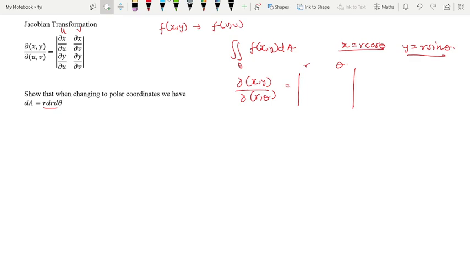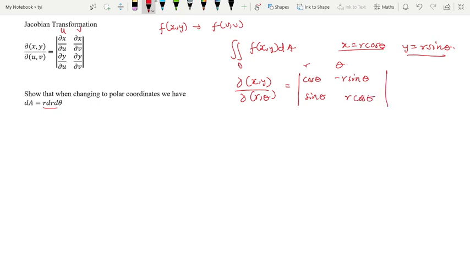For the x with respect to r, what are you getting? If I differentiate with respect to r, then r will be 1, so I'll have cos theta. Then the y with respect to r, I have sine theta. Then for the x with respect to theta, that is going to give me negative r sine theta, because I differentiated with respect to theta. Then when I differentiate y with respect to theta, I'll have r cos theta.